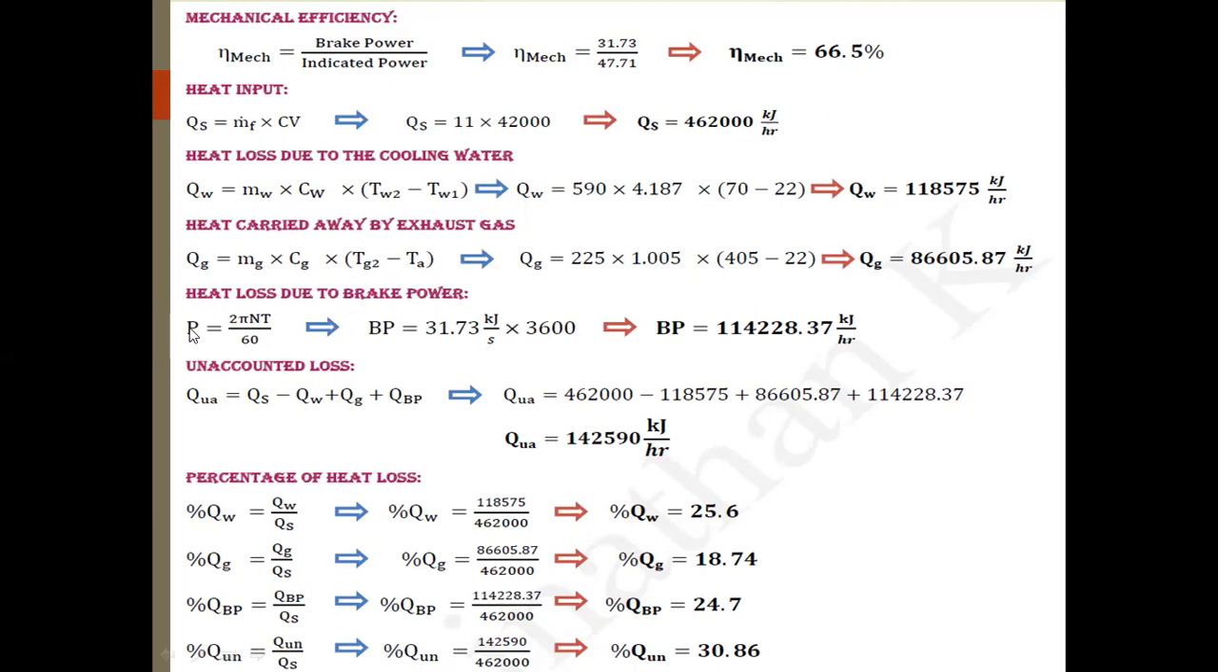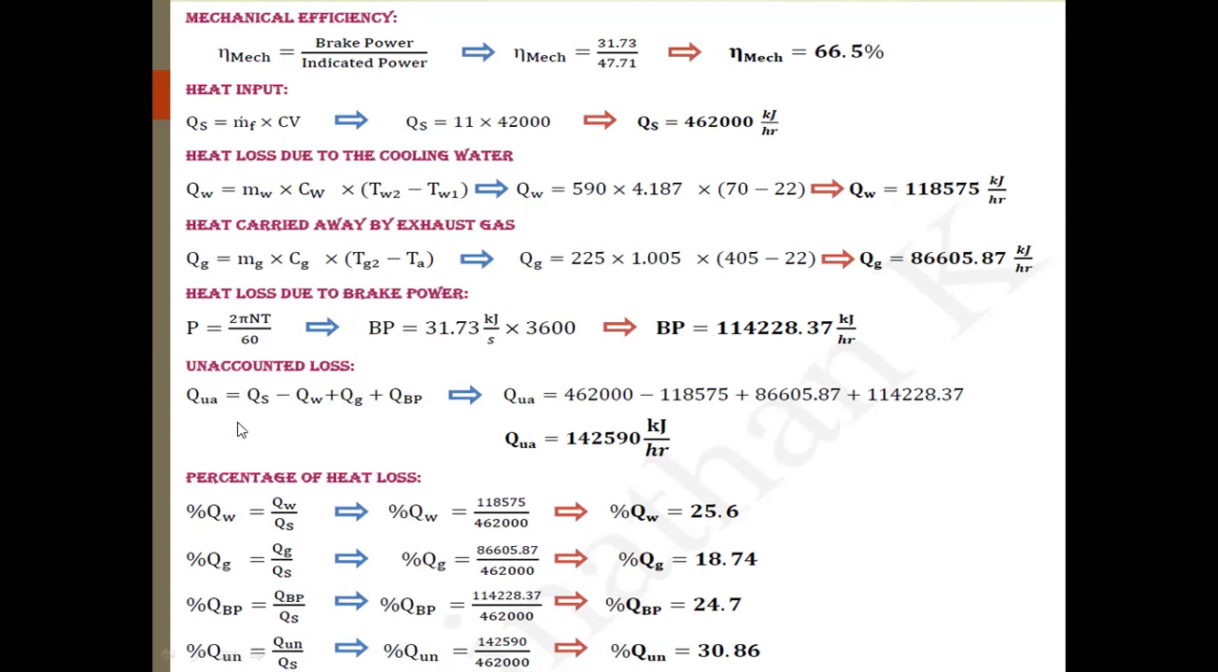Next we can find the heat losses due to the brake power. Generally the brake power is equal to 2 pi NT by 60. The brake power value is 31.73 kilojoules per second, multiplied by 3600. Finally, we find the brake power is equal to 114,228.37 kilojoules per hour.